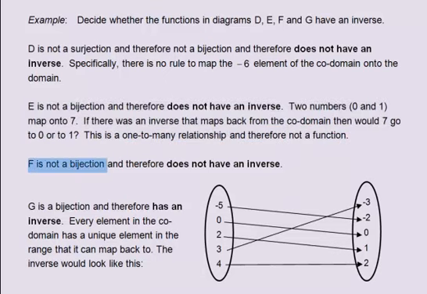F is not a bijection and therefore does not have an inverse. G is a bijection and therefore has an inverse. Every element in the codomain has a unique element in the range that it can map back to. The inverse would look like the diagram on the right.